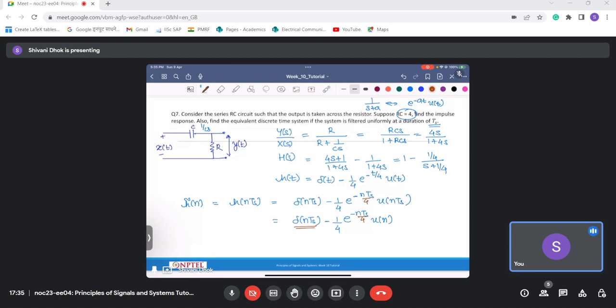Now basically this delta t was something like this, it was at 0. If I sample it, it will persist only when my n is equal to 0, and otherwise it will go to 0. So that's why I can simply write it as delta n minus 1 by 4 e power minus nTs by 4 into un. Is it okay? Similarly, I can find its Z transform and discrete time Fourier transform. Any questions?